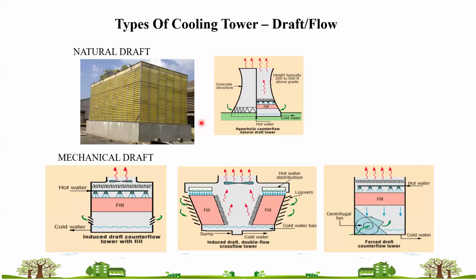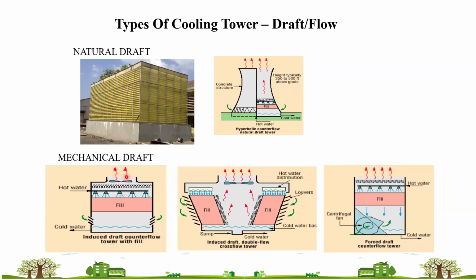Another type of cooling tower is mechanical draft, which is widely used in industry. Mechanical draft means you are providing mechanical ventilation or mechanical air circulation with the help of a fan or blower. This is your fan, and another is a centrifugal fan provided. In the mechanical draft there are three types again. One is the induced draft counterflow tower with fill.